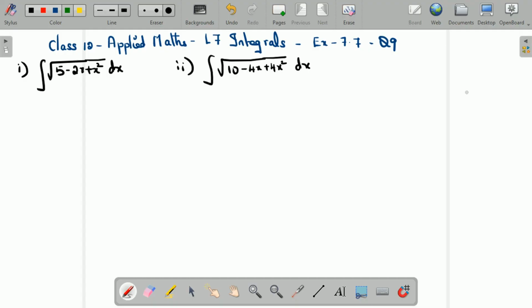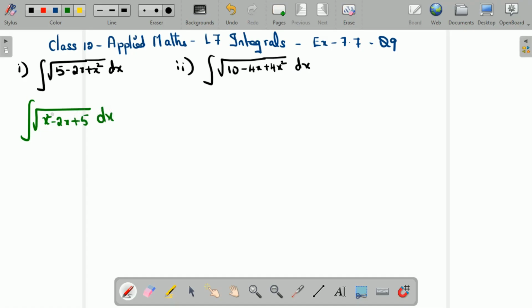In this video, let's find the solution for the ninth question in exercise 7.7. Let's look at the first subdivision. It's given as integral of root of 5 minus 2x plus x squared. I'm just going to first reorganize what is inside the root like this. So this is root of x squared minus 2x plus 5 dx.